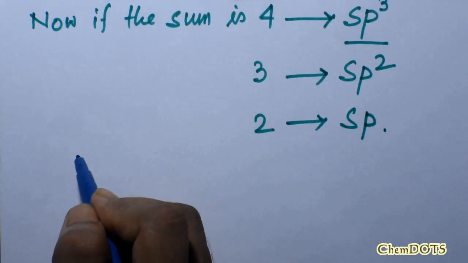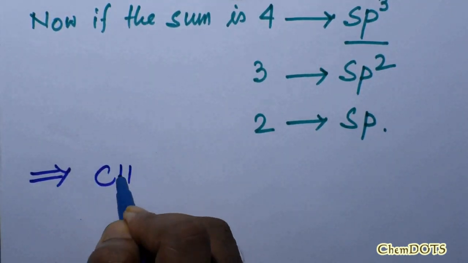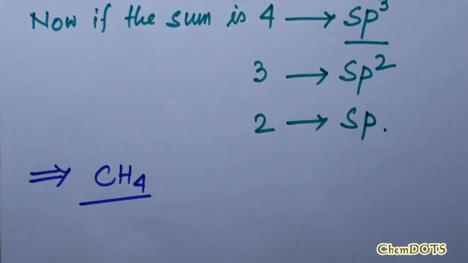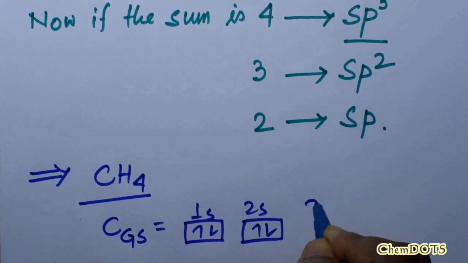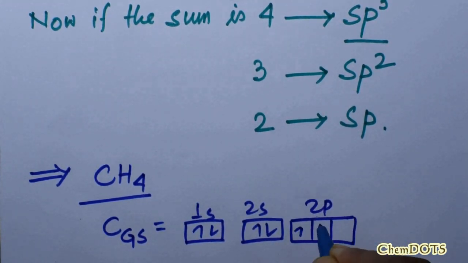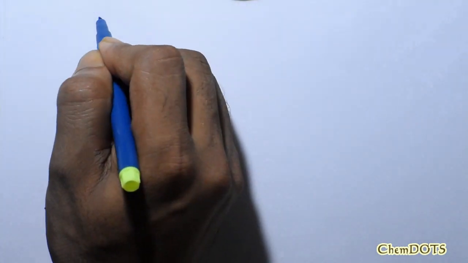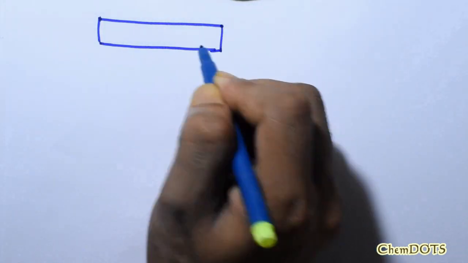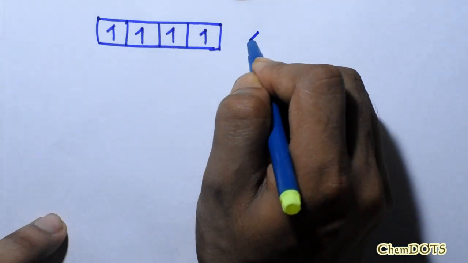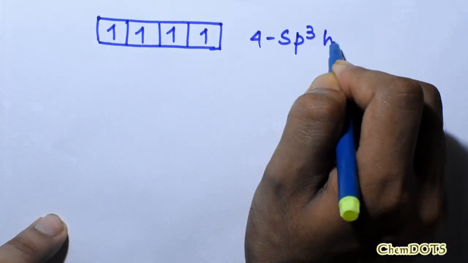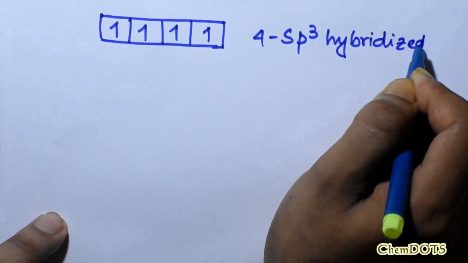Now again come to the hybridization of methane. The molecular formula is CH4. In carbon, in the 1s orbital there are 2 electrons, in the 2s orbital there are 2 electrons, and in the 2p orbital there are also 2 electrons. But in the excited state, one 2s electron will be shifted to the 2p orbital. So there are 4 sp3 hybridized orbitals of equal energy and 1 electron in each orbital.